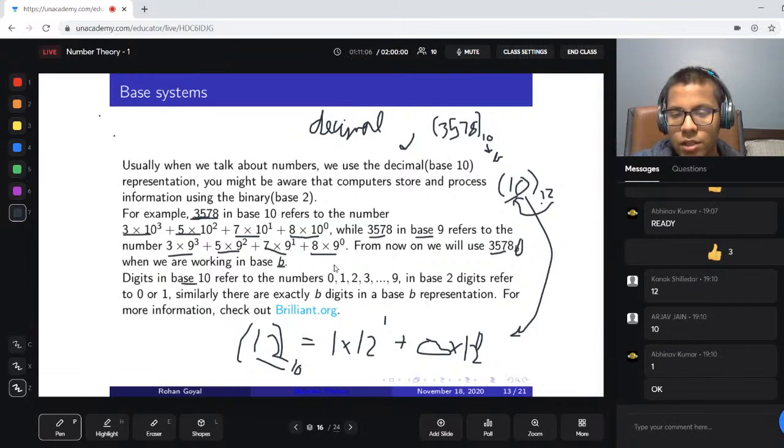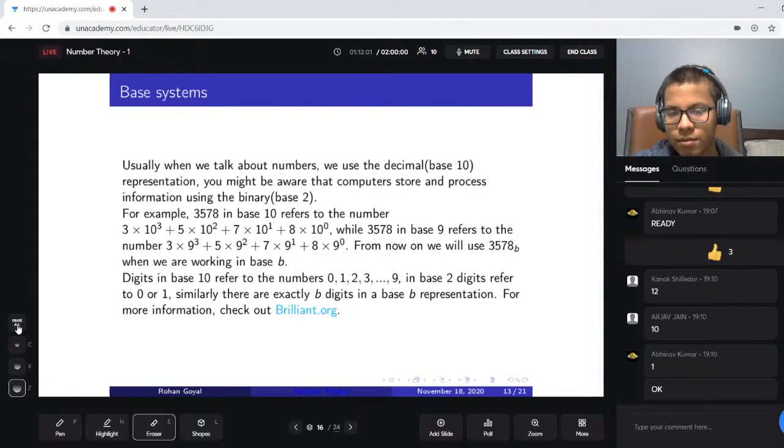Digits in base 10, for example, range from 0 to 9. And in base 2, the digits are just 0 and 1. Base 2 is what we call binary. Similarly, there are exactly b digits in a base b representation. In base 10, the digits are 0, 1, 2, 3, 4 till 9. In base 2, there are 0 and 1, and so on. For more information, you can check out the Brilliant link. I've posted the whole PDF on the Discord server, so you can check it there. Is this fine? Do you get what different base systems are? Just react with a thumbs up if you understand.